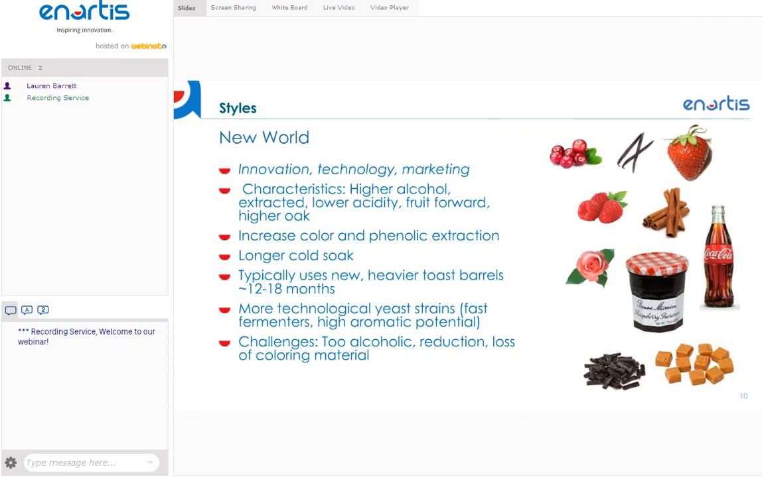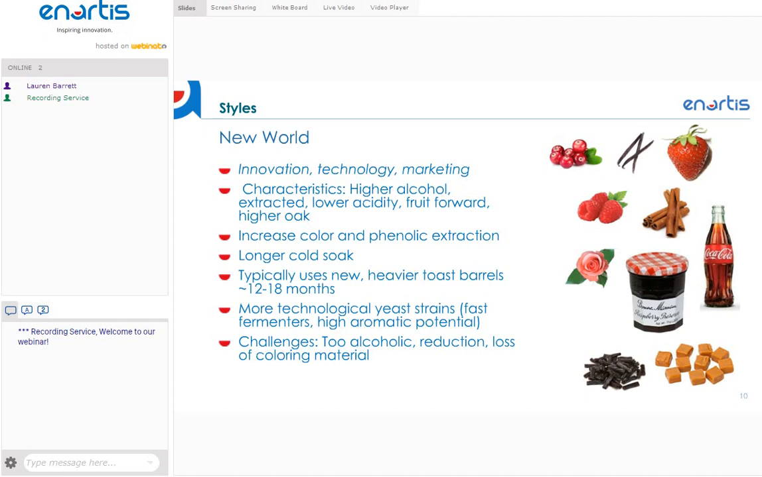Now, New World, on the other hand, is typically applied for warmer growing regions, but with the exception of Tasmania, New Zealand, and Oregon. And these techniques, for me, stem kind of more from innovation, technology, and marketing. They're characterized as having much higher alcohol, higher extraction, lower acidity, they're much more fruit forward, and have a higher oak extraction. And producers are really looking to increase color and phenolic extraction.